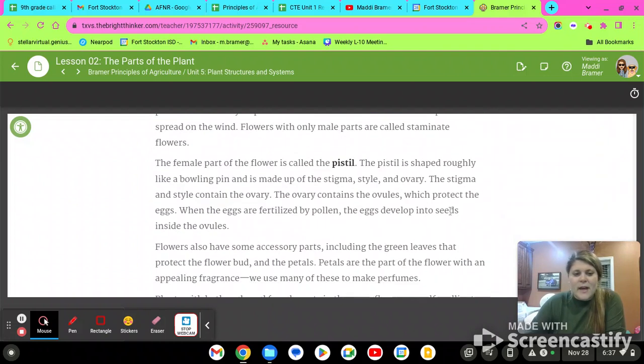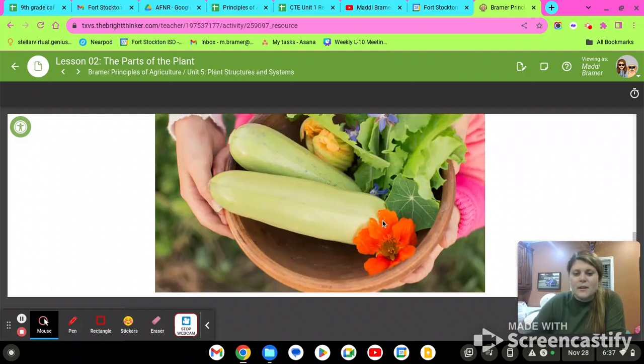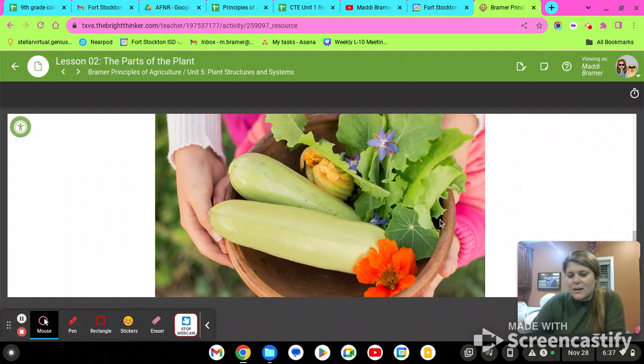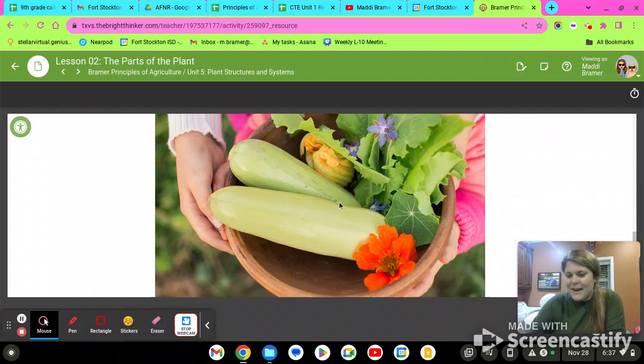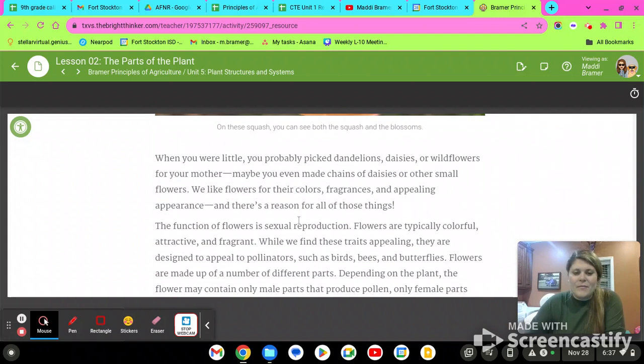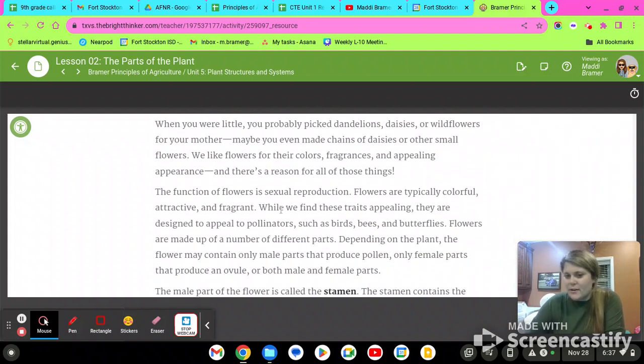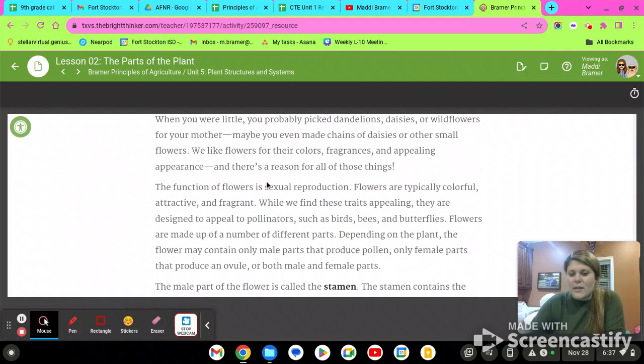And then last we have our flowers. Flowers not only are pretty for the plant, they have strategic purposes. So we love flowers. I love flowers. Again, I've said that I'm a florist part-time.